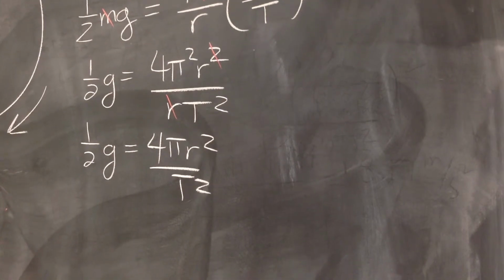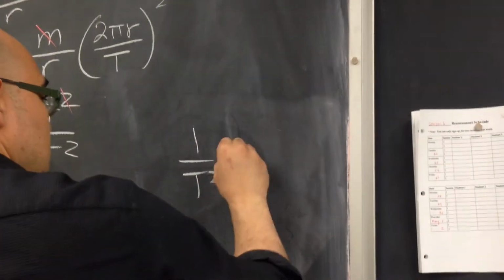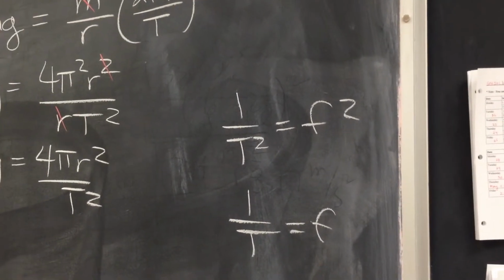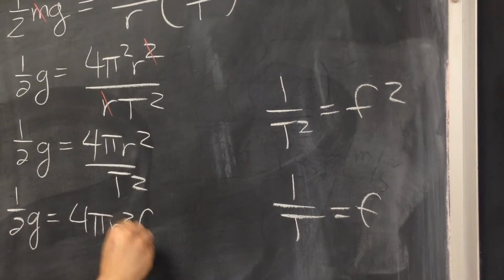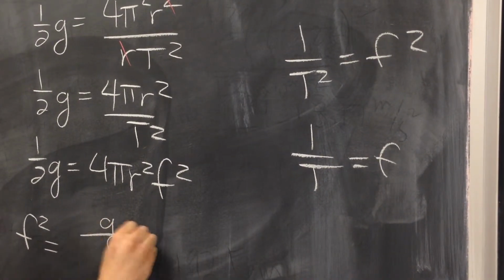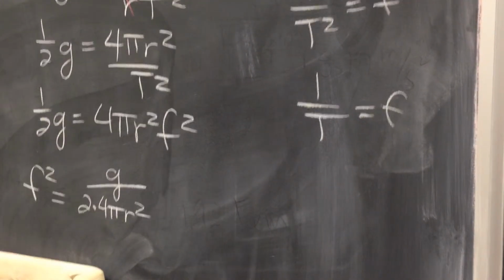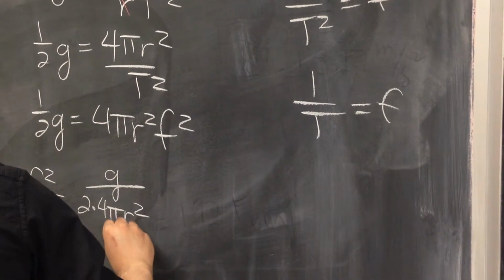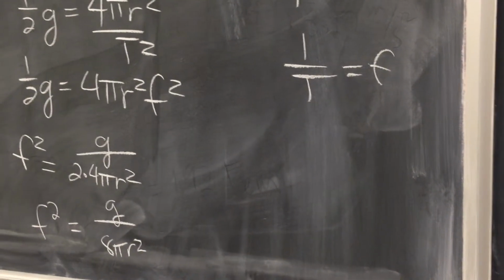And we need to know the frequency, right? So let's make that substitution. So 1 over t squared is frequency squared because 1 over the period is equal to the frequency. So 1/2 g equals 4 pi squared r f squared. So our frequency squared will be g over 2 times 4 pi squared r. So f squared will be g over 8 pi squared r.